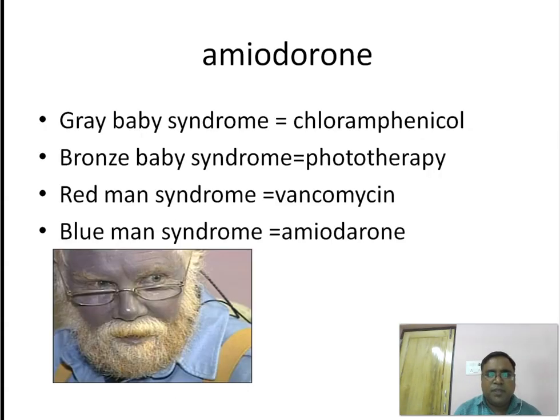We know the answer is amiodarone. Something we know about: gray baby syndrome, bronze baby syndrome, red man syndrome, and another is blue man syndrome. Gray baby syndrome is found in chloramphenicol poisoning. Chloramphenicol can cause gray baby syndrome.